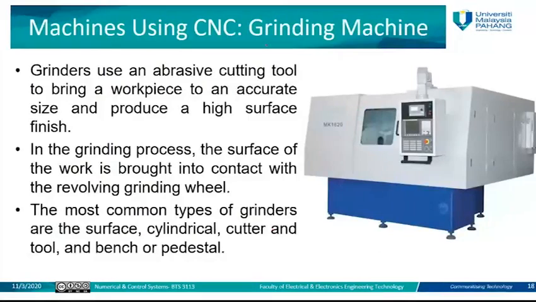This is the grinding machine. The grinding machine uses a cutting tool to bring a workpiece to accurate size and produce a high surface finish. So usually we use grinders, or a rotating wheel with the cutter. This rotating wheel with the cutter will be used to cut some part of the surface to make a nice shape for the surface, to make it smoother and so on, depending on the required task we need to perform.